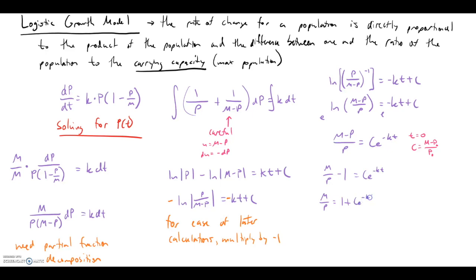And by multiplying and dividing in the same step to swap the denominator on the left for the expression on the right, we solve the differential equation to yield that p of t equals m divided by 1 plus c times e to the negative kt, where m is the carrying capacity for the population in the problem, and k is our proportionality constant.